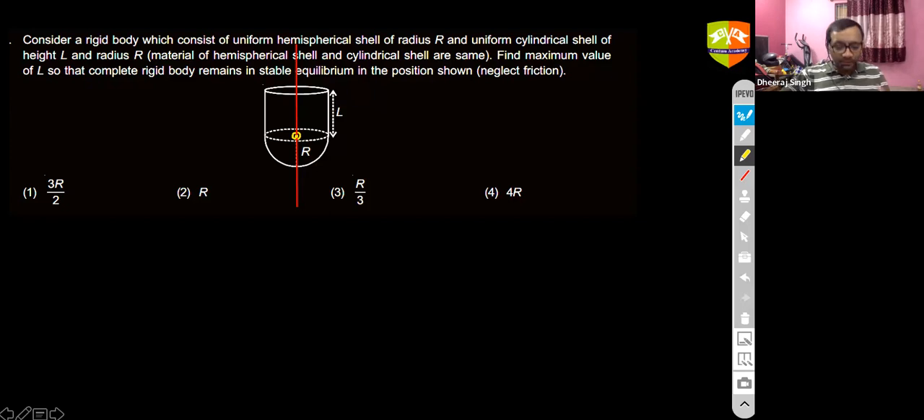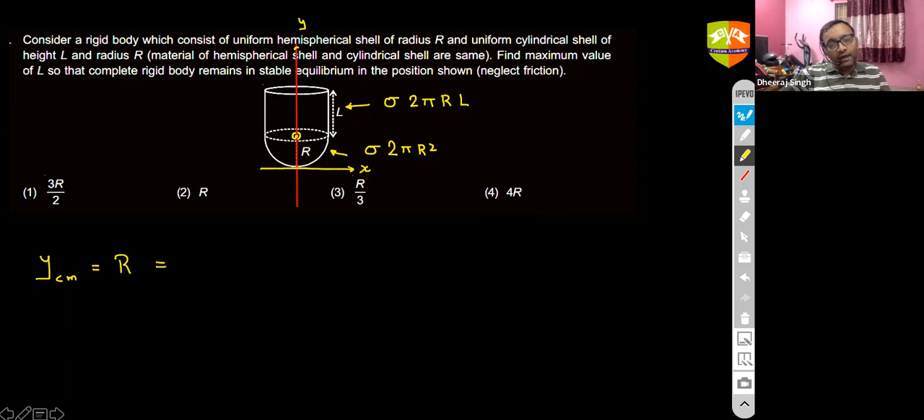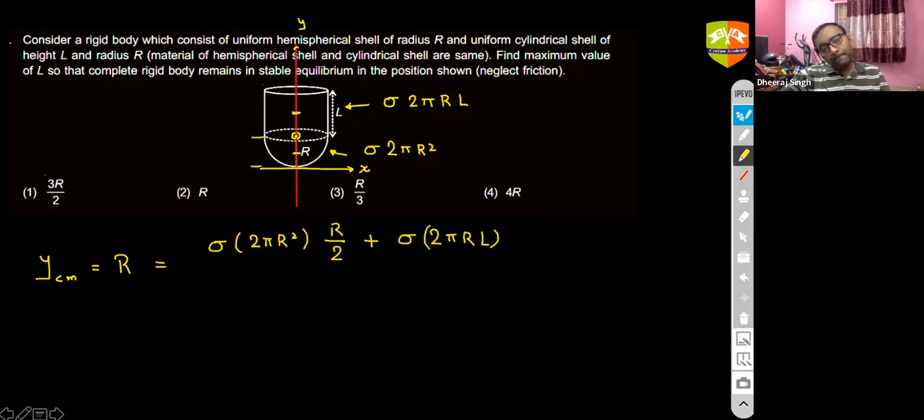All right. Maximum value of L so that it remains in stable equilibrium. Mass of the hemisphere is proportional to the surface area. So sigma into 2 pi r square. The mass of this cylinder, that is also hollow, right? Yeah. Sigma into 2 pi r L. So let us say my y-axis is this, x-axis is that. So y center of mass, which is r, should be equal to sigma 2 pi r square, this is m1, from here to there, the center of mass distance is r by 2, plus sigma 2 pi r l, center of mass is here, which is r plus l by 2. Anybody did like this? What do you get as the answer?